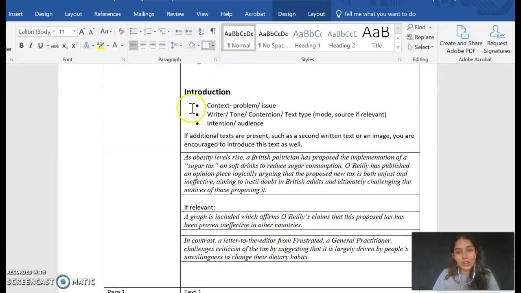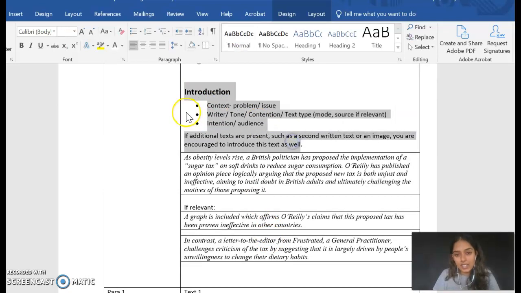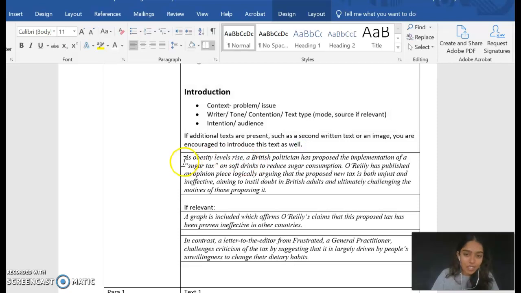This is another way of figuring out what goes in an intro: what the issue is, the writer, tone, contention, and text type, which above I said was form, and the intention and the audience. If you do like 3 practice intros, you'll get it down pat. You won't be like, oh, I'm scared I'll forget a certain thing. This just takes practice. It's really easy. If additional texts are present, such as a second written text or image, you are encouraged to introduce this text as well.